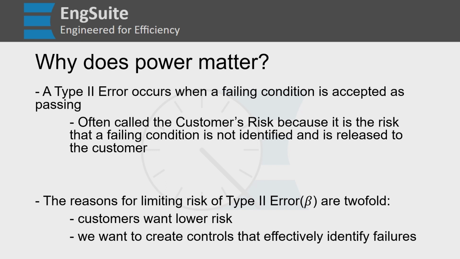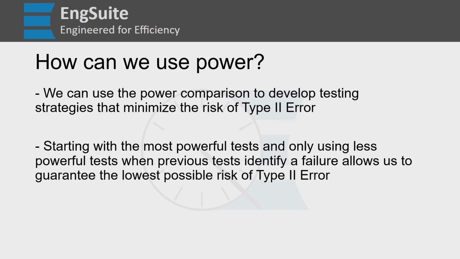Different organizations are going to handle the power conclusions a little bit differently, and we'll talk about some ways to do that. But it is really important because it's a measure of how much we can trust our data. We can use the power to develop testing strategies that minimize type 2 error. One good way would be to start with the most powerful tests and only use less powerful tests when previous tests identify a failure. This allows us to guarantee the lowest possible risk of a type 2 error.